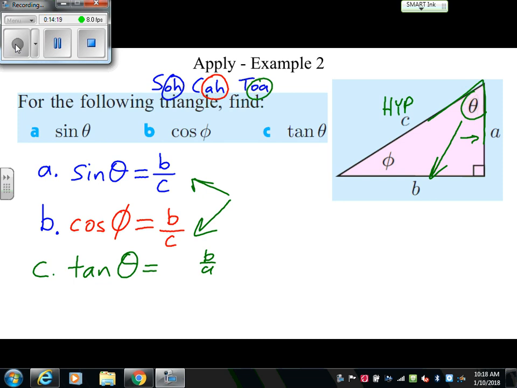So again, that's what our main goal was here, to be able to set up these trig ratios, and then moving forward, we'll actually do some algebra and use some technology to find these missing values.